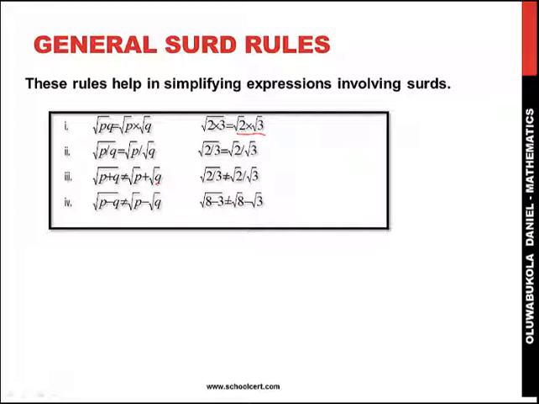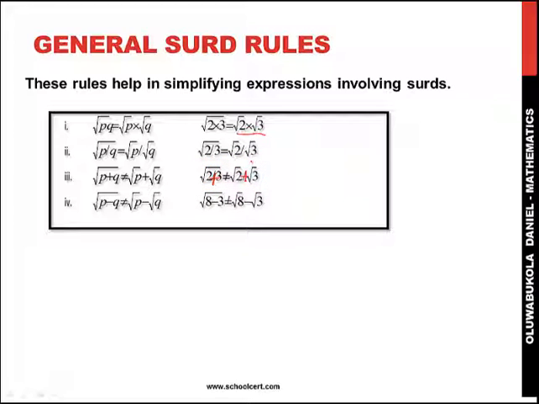But with addition, this rule does not generally apply directly. If you have root of p plus q, you cannot write it as root of p plus root of q. So what do I mean by this? That means if you have root of 2 plus 3, this cannot be written as root of 2 plus root of 3, because root of 2 plus 3 is root 5. So you cannot break that down that way.